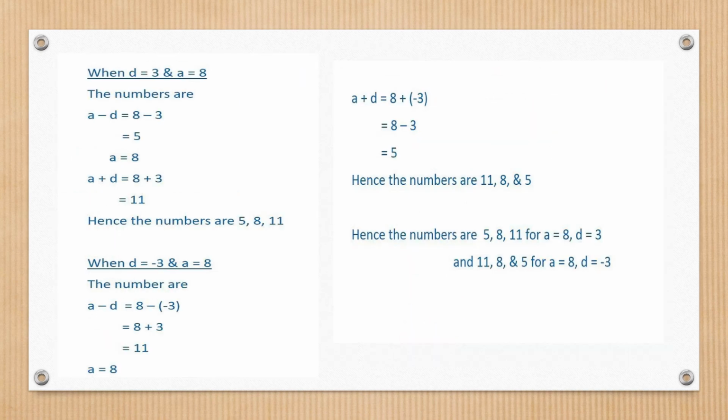Okay. Now when d is 3 and a is 8, I will get a minus d as 5, a as 8 and a plus d as 11. So the numbers are 5, 8 and 11. And when d is minus 3, a is 8, I'll get a minus d as 11, a as 8 and a plus d as 5. So the numbers will be 11, 8 and 5. Okay. So the numbers are 5, 8, 11 or 11, 8, 5 depending upon my first term is 8 and the common difference is 3 or minus 3.